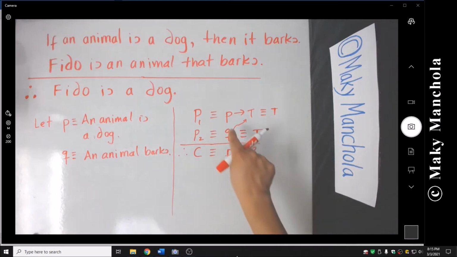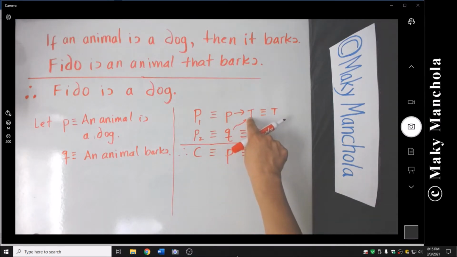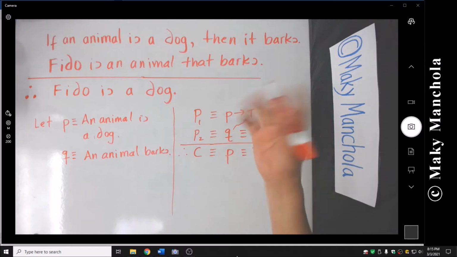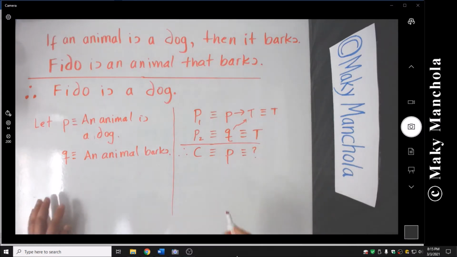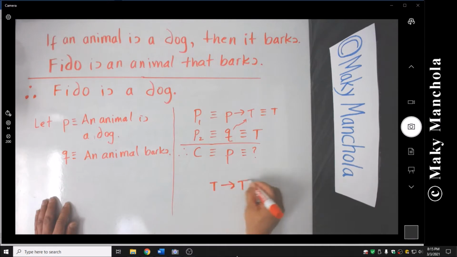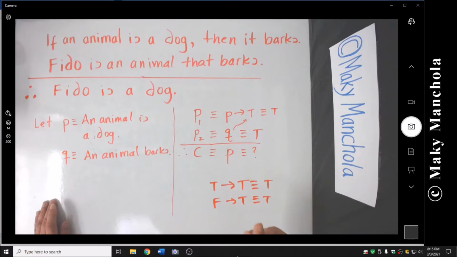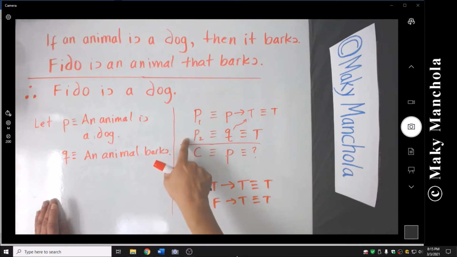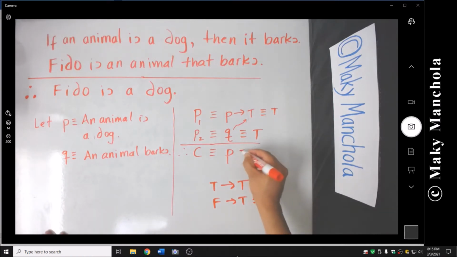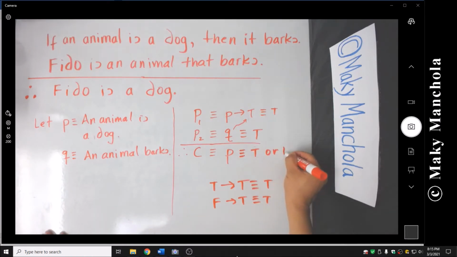Now, the question we asked: what is the truth value of the conclusion? Well, if you look at P implies T, for it to be true, P could be anything. Recall that true implies true happens to be true, but also false implies true is also true. So in this particular argument form, we just discovered that even if we know the premises are both true, the conclusion could be anything. It could be true or it could be false.